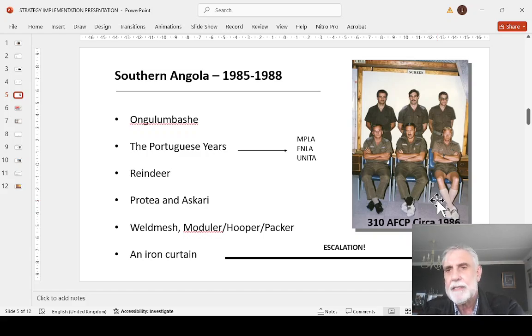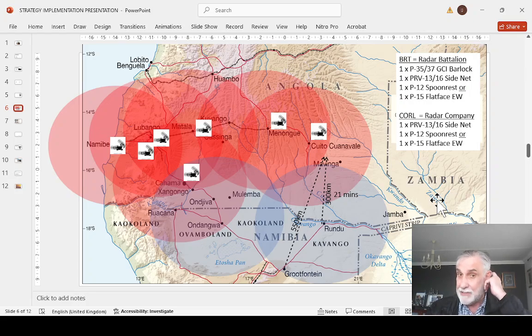But what was the result of all of these operations? I mean, as I said, I've just scratched the surface here. There are many other operations, lots of Special Forces operations, like, for instance, blowing up the railway line between Lubango and Namibe on the coast that drove the Angolans and the Cubans completely crazy. So, to a certain extent, I suppose you could say we escalated this war as well. So there was an iron curtain that descended on that part of the world. Let me illustrate that concept to you.